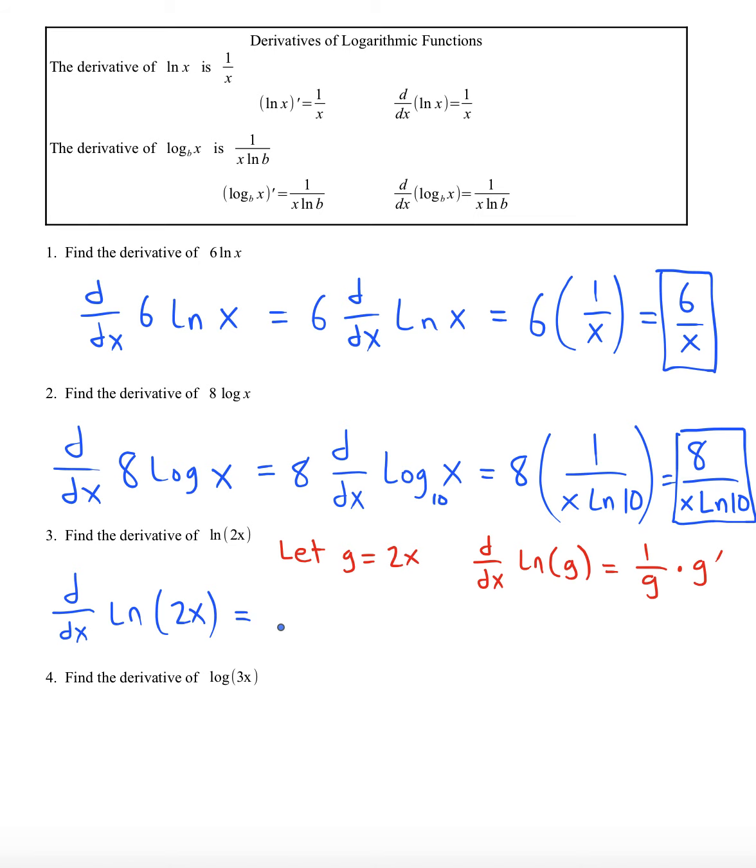So let's do that down here. We're going to get 1 over 2x. You leave the 2x as itself first. And then multiply by the derivative of the 2x, which would be 2. So this derivative ends up being 2 over 2x, which is 1 over x.